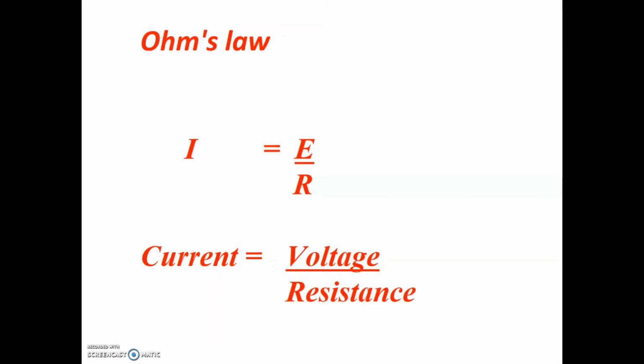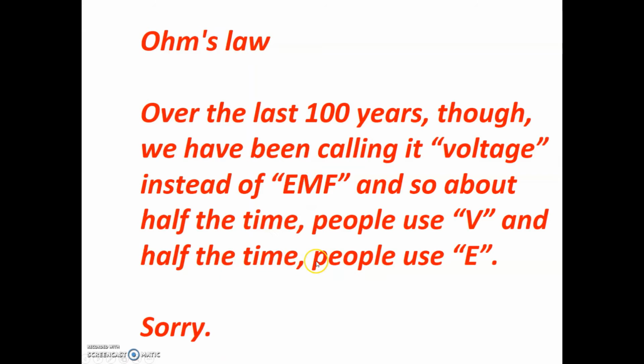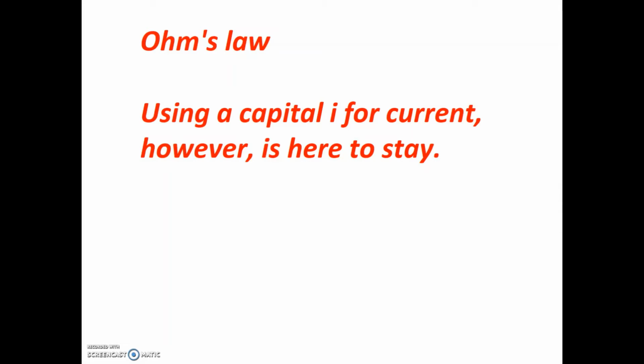Now, that's how Ohm's law is written in the textbooks. Current I equals E divided by R. Over the last 100 years, though, we've been calling it voltage instead of EMF. And so about half the time people use V and half the time people use E. Sorry, I wish they would pick one and stick with it, but they don't. But using a capital I for current, however, is here to stay.